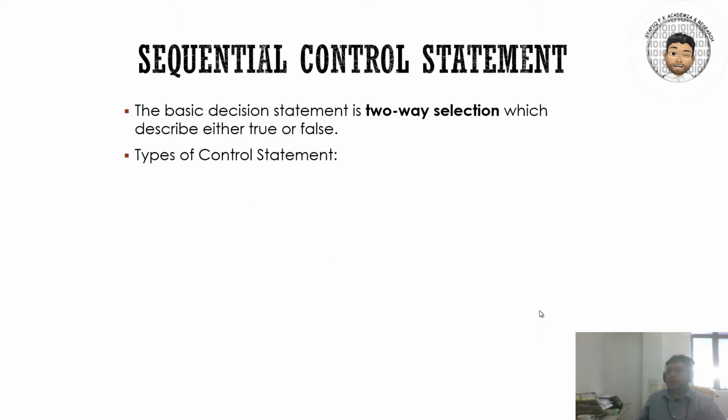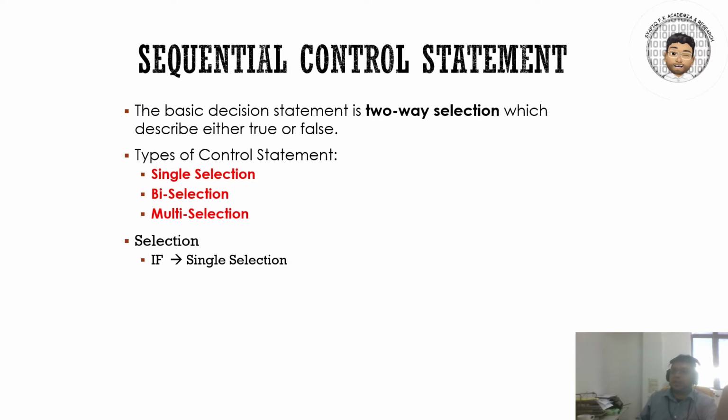And then we have the basic decision statement. Usually it's a two-way selection which describes either true or false. The types of this control statement are single selection, bi-selection, or multiple selection. Selection usually involves if. You want the code to select what kind of answer to produce, so you use if. If there is only one, and it is not the answer you want, then nothing happens. And then you have if else. If else gives two selections that the code can select from based on the condition of the input, so you can use if else to select which is best to produce the output.